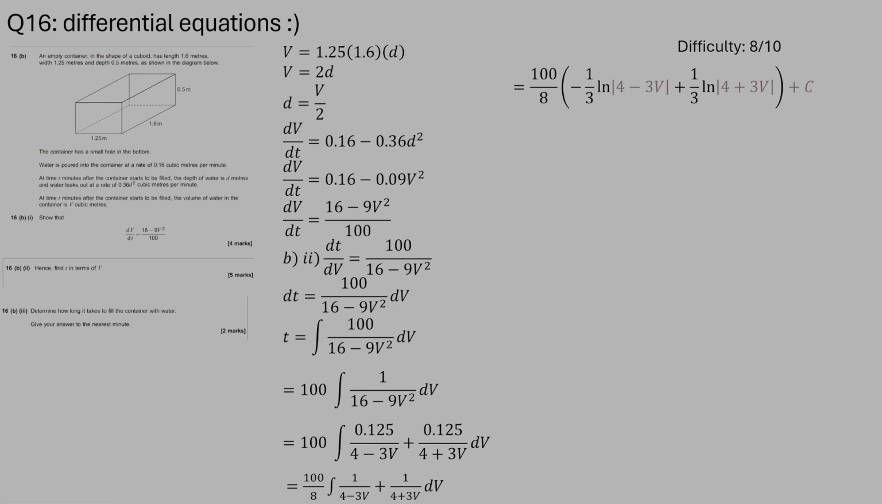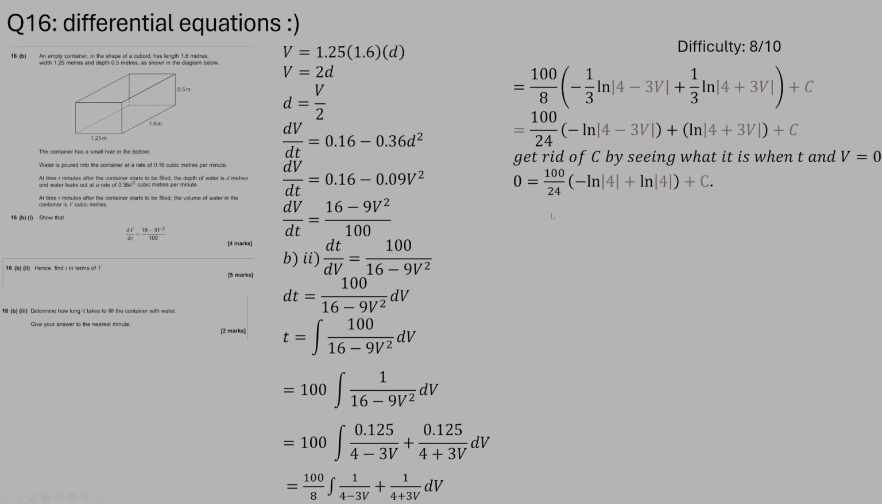Alright, but we don't want c because the question doesn't mention it, so firstly we take the third out to make it easier, and then we get rid of c. We know that when time is 0, the volume is also 0 because it hasn't started filling up yet. So we substitute t and v, and remember all of this stuff equals t, I just haven't been writing it out. Then we substitute 0 into v and 0 into t, and we get this expression. If we cancel the ln 4's out, we get c equals 0 because it's 100 over 24 times 0. So now we can rewrite it without c.